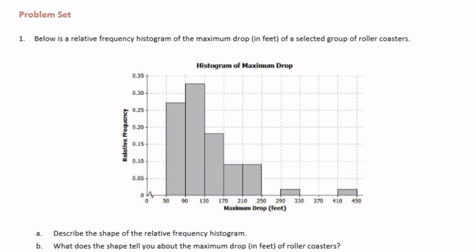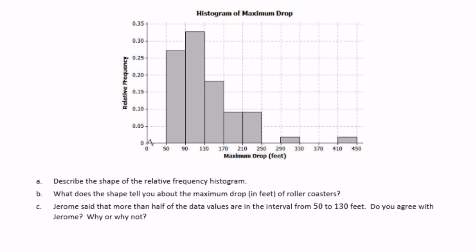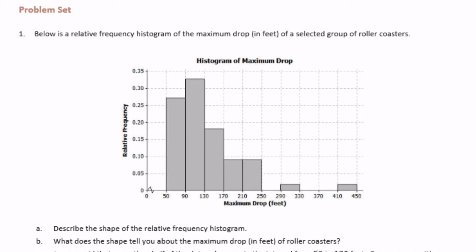6th grade, Module 6, Lesson 5, Problem Set. Number 1. Below is a relative frequency histogram of the maximum drop in feet of a selected group of roller coasters. Describe the shape of the relative frequency histogram.